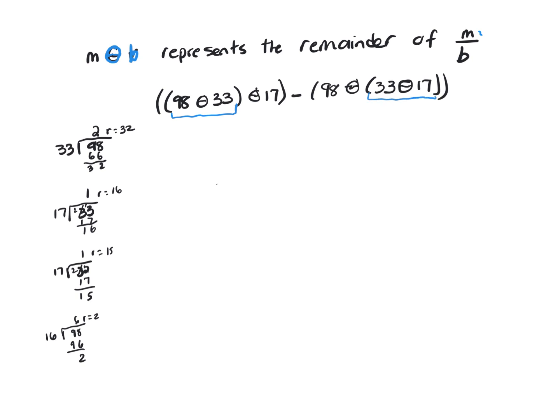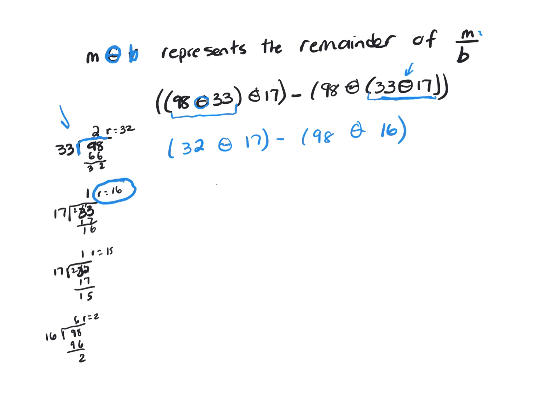So 98, circle 33. That's 98 divided by 33. And when you do that calculation, the remainder is 32. So that's going to be 32. And then circle squiggly 17 minus. And then over here, we need to do 33 squiggly circle 17. And that's 33 divided by 17, and that's a remainder of 16.